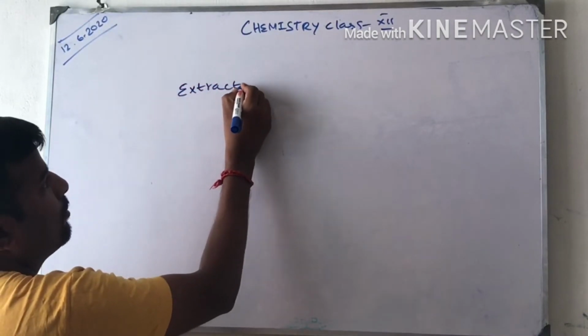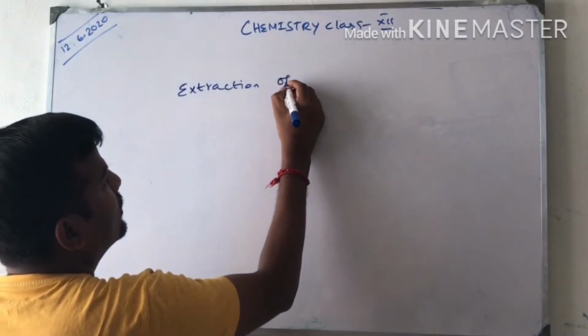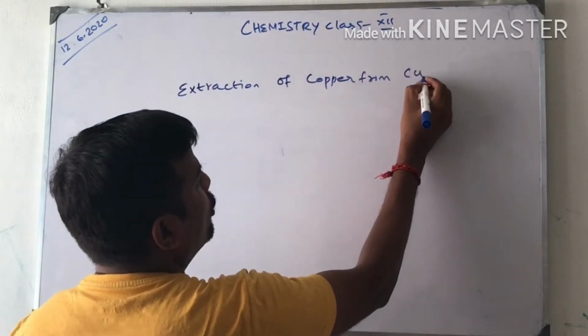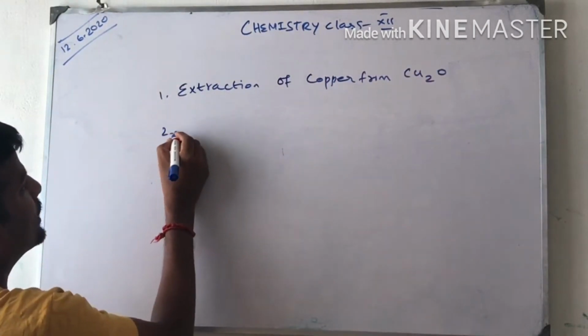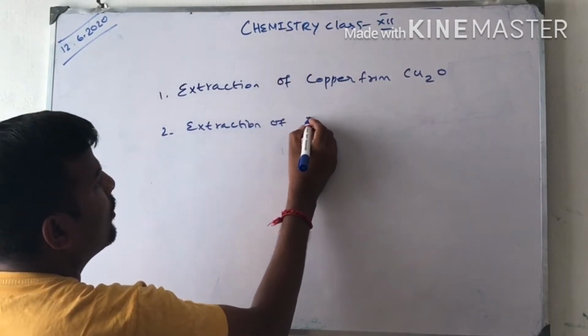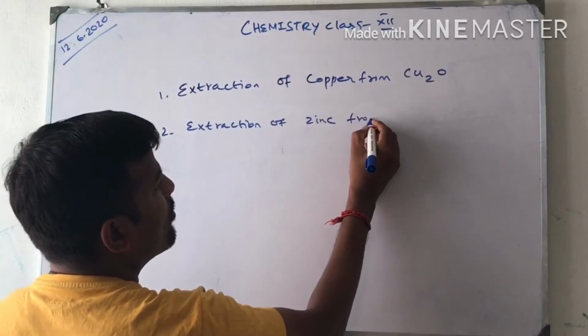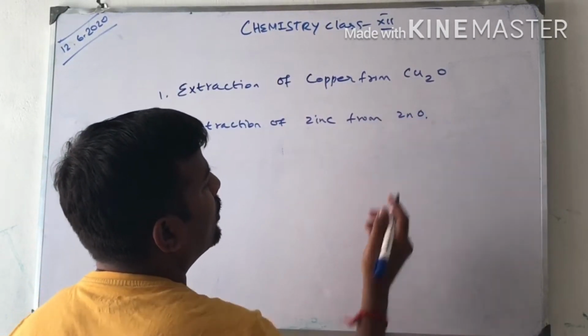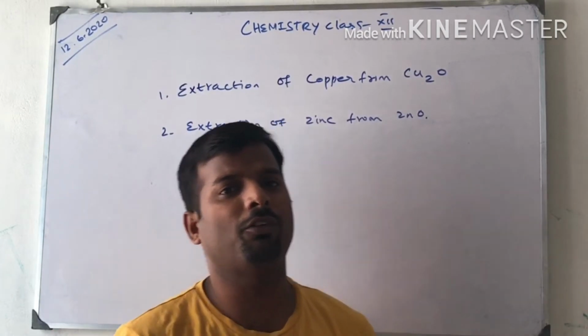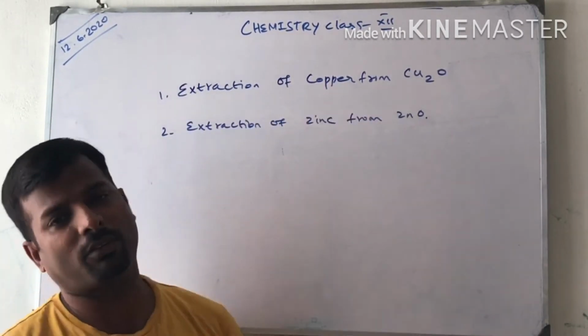Today we are going to start with the extraction of copper from copper oxide, Cu2O, and the extraction of zinc from zinc oxide. We already discussed the extraction of iron from hematite ore. Now we are going to start with the extraction of copper.